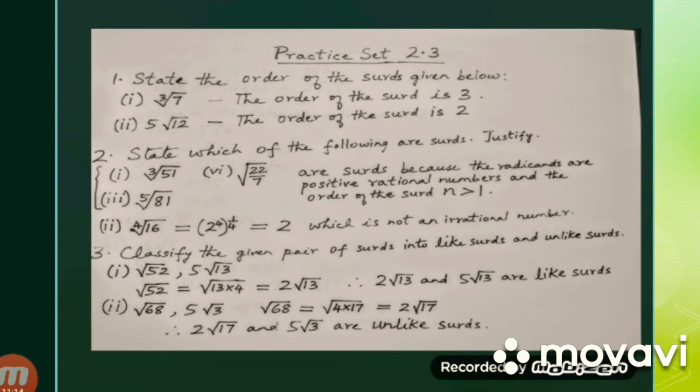In the second, square root of 68 and 5 into root 3. Now square root of 68 is equal to root of 4 into 17, and that is equal to 2 root 17. Now if you see, the radicands 17 and 3 are different, even though the order is the same. Therefore 2 root 17 and 5 root 3 are unlike surds.